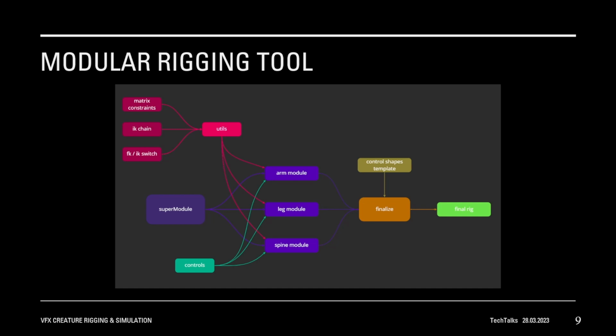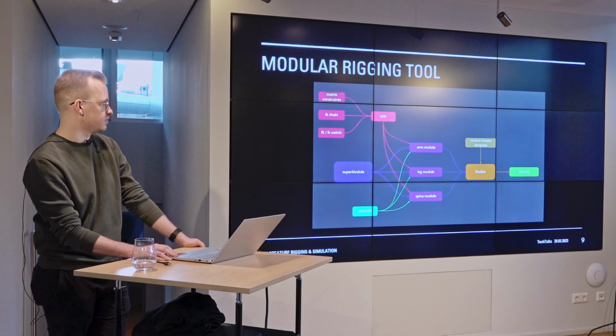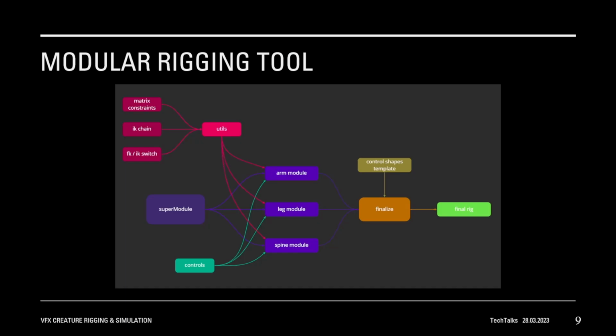When every module is built, then it will in the end go through a finalized process, which will connect different rig attributes to the main master control, and also it will adjust the control shapes to the ones in the control shapes template.